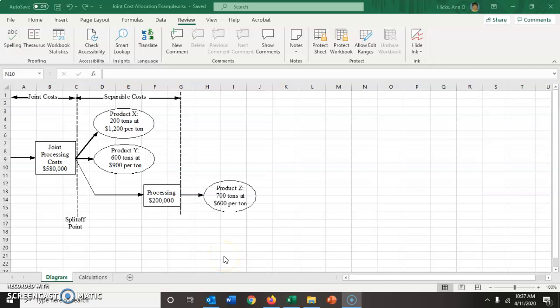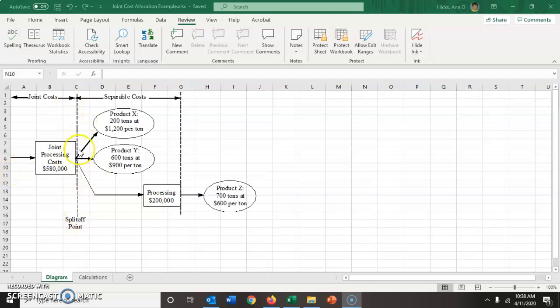In Chapter 16, the discussion is on something called joint costs. This is where you have multiple products, perhaps, that you're producing, and up to a point, there is a joint process, so those costs are related to all products, and then at a point called the split-off point, the different products go into different processing, and the question becomes, how do we go about allocating the joint costs to each of the products? So I'm going to walk us through an example here.